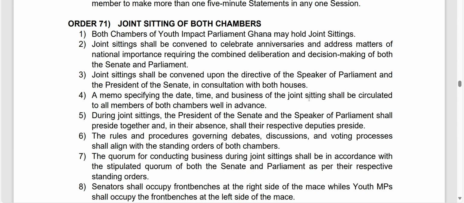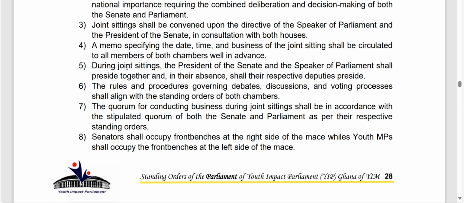4. The date, time and business of the joint sitting shall be circulated to members of both chambers well in advance. That's what I spoke about. 5. During joint sittings, the President of the Senate and the Speaker of Parliament shall preside together, and in their absence their respective deputies shall preside. Now, I said our joint sittings are going to be different from that of other student parliaments. Why? Because in other student parliaments, when they say joint sittings, you only see one person presiding. I know they have learned that from the Commonwealth debate that they go and witness. There are a lot of speakers sitting at the table, but only one person is chosen as the main presiding officer. In Youth Impact Parliament, our joint sittings, we preside together.